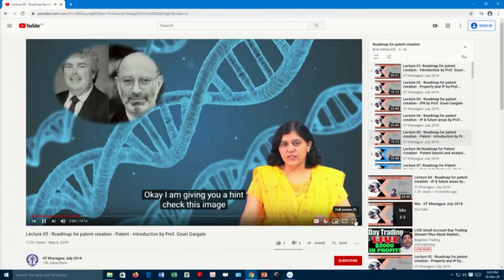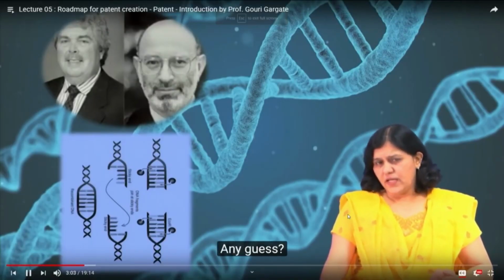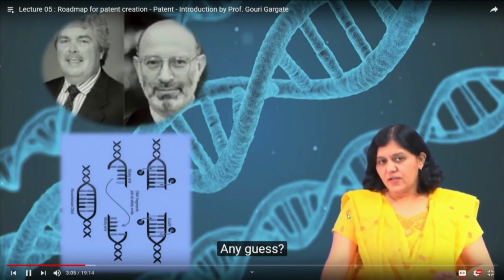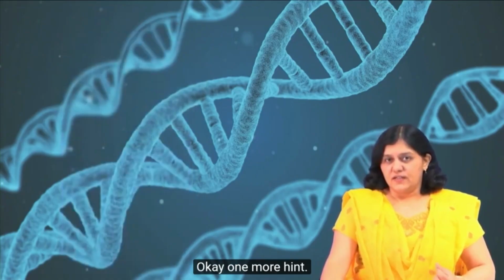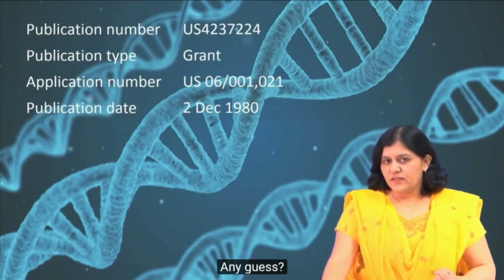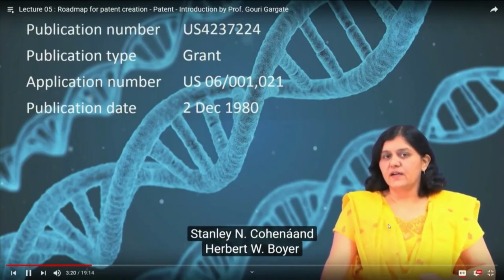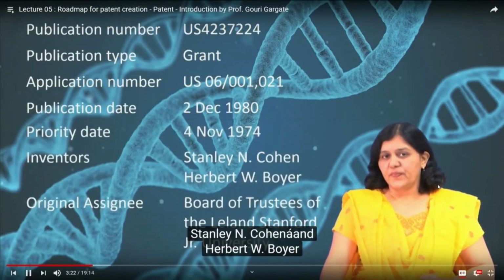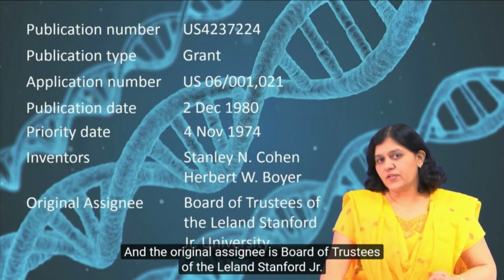I am giving you another hint. Check this image. Now, any guess? Okay, one more hint. These are the details of the patent. Now, yes, they are Stanley Cohen and Herbert Boyer. And the original assignee is the Board of Trustees of the Leland Stanford Junior University.